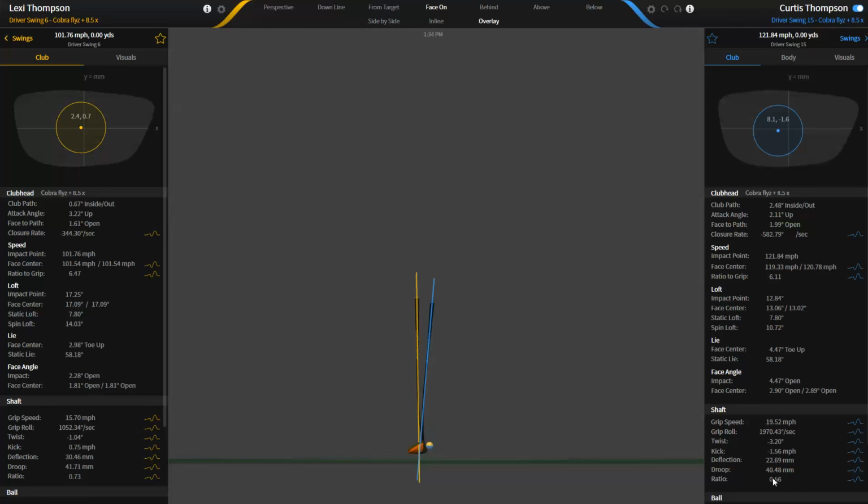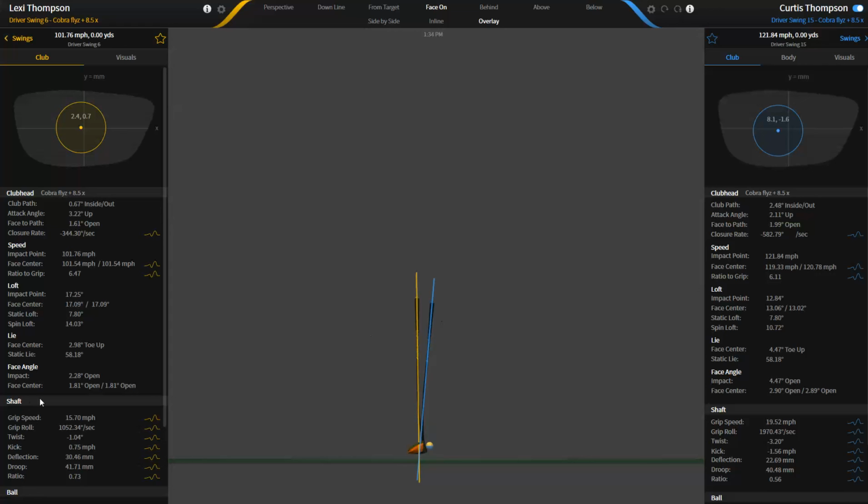So you've got to be paying attention to these numbers, and this club fits Curtis very well. These numbers are extremely good. Negative shaft kick, droop to deflection ratio of 0.5, and he basically hit 10 balls within a few millimeters of each other right in the face. And so this 8.5 X shaft is going to be pretty tight, pretty good for him. And it's what he's playing, and he's a great driver of the golf ball. And Lexi's playing something a little stiffer. And this information can really help you understand where you need to go with a player from a shaft dynamic.